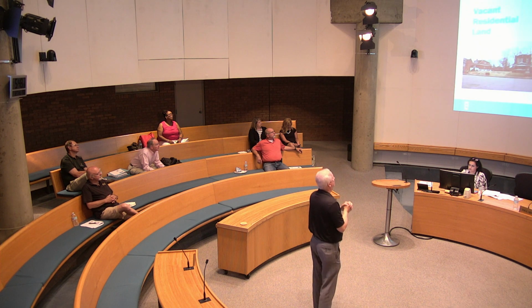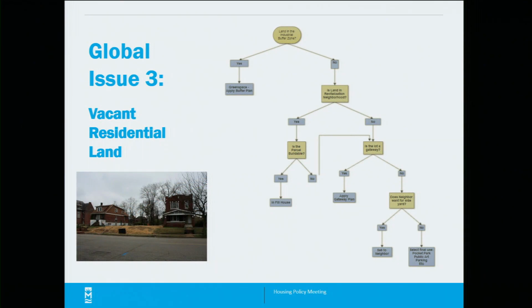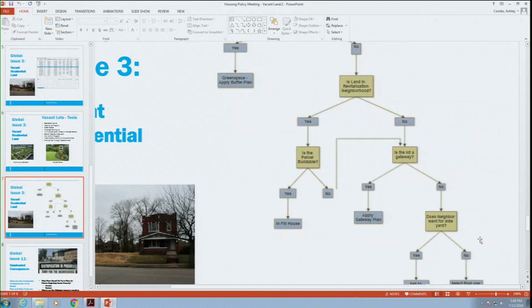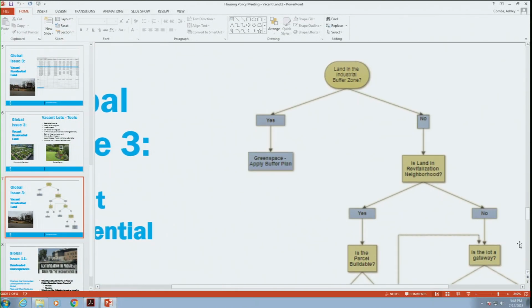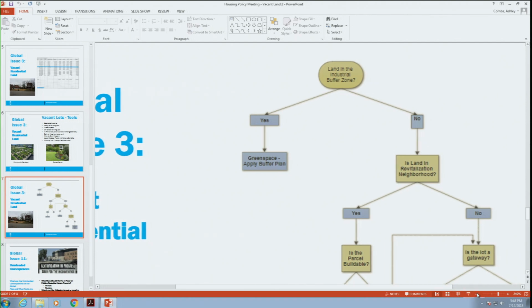Go ahead. This is kind of the same way I did with the vacant houses. Can you blow that one up for us too? I tried to do the same thing with the vacant lots. Again, if it's in the industrial buffer zone, which we haven't decided we want, or where it's going to be yet, the idea would be, if it's in the buffer zone around the heavy industry, then whatever we've decided that industrial buffer zone is going to look like, we'll apply that. Obviously, it's vacant already. Whatever the buffer says we do, we do.